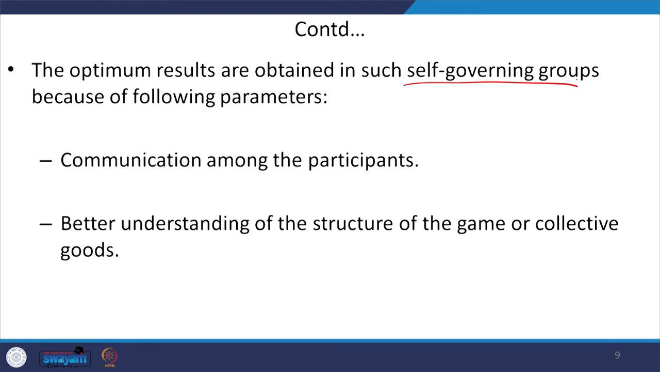What will be the structure? What will be the actions? What will be the strategies of each of the participants? Because the communication is frequent. It is not just like the case of your prisoner's dilemma game. In the prisoner's dilemma game, there is no communication among the participants, so they are not cooperating. But in this case, as the objectives are known, that we need to ensure the resources provide their yield forever, and this is the objective for the participants themselves, we can have a better understanding of the systems or structure of the game so far as the collective goods and the decisions are concerned.